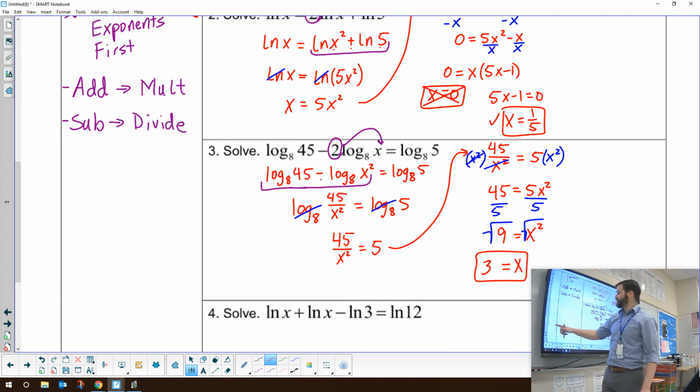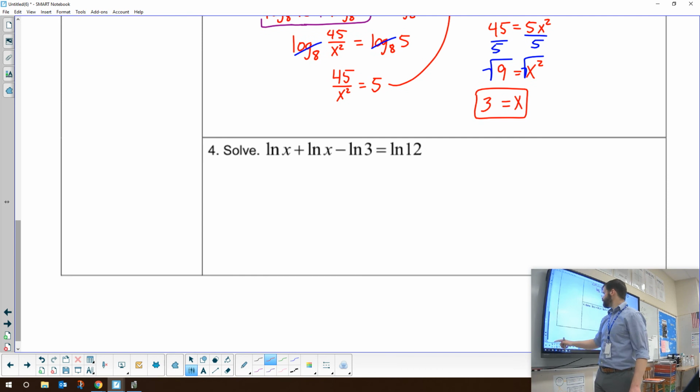All right, let's move on here. Let's take a look at number 4. So number 4, we have natural log of x plus the natural log of x minus the natural log of 3 equals the natural log of 12. So I have 3 natural logs over here. Now, none of these have an exponent to move. They don't have a number in front, so we can go straight to squishing these 3 together. Okay?